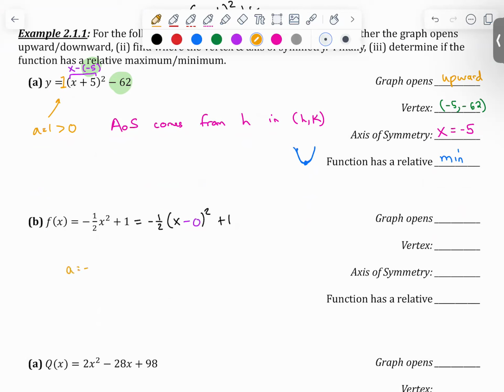A is equal to negative 1/2, which is less than 0. And since it's less than 0, it's negative. And if you're feeling negative, you're feeling down. So your graph is going to open downward, or simply just down if you want.